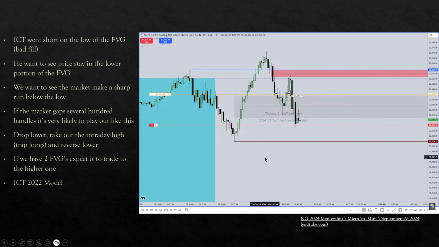So again, if we have two fair value gaps, we always take the upper one. We have an ICT 2022 model, buy side liquidity right here. Run the buy side liquidity, break below a short-term swing low. Market creates a fair value gap. We retrace back into it, into the upper fair value gap. And you could have taken a short right there as well, which would be the ICT 2022 model.